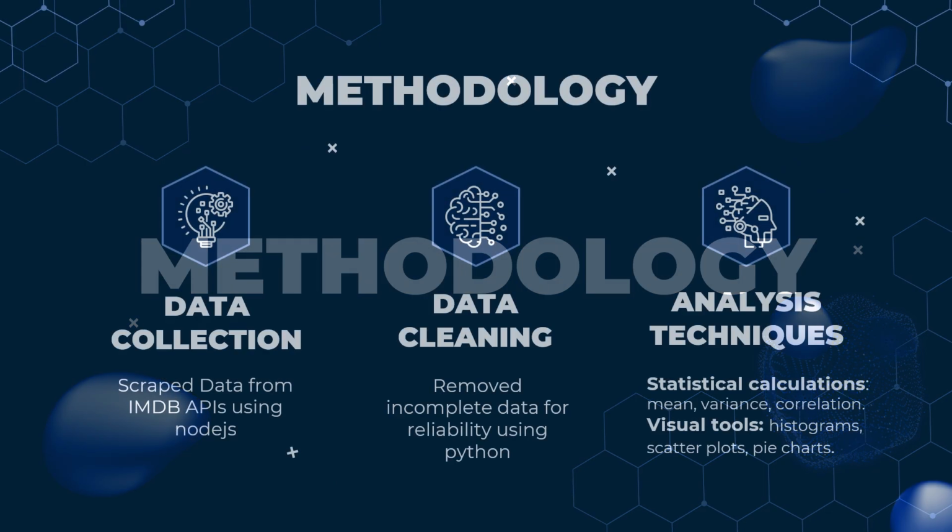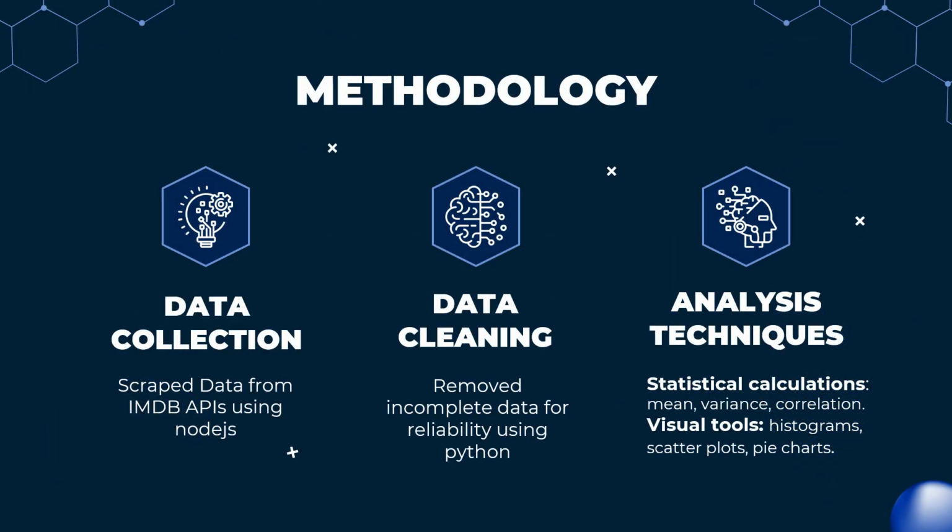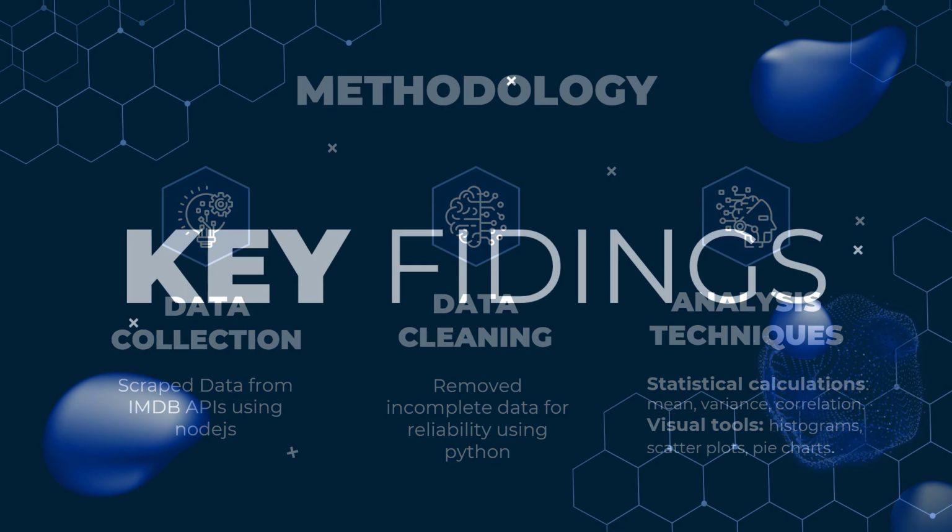The methodology for this study began with data collection from IMDb API using Node.js. Incomplete data entries were removed using Python to ensure reliability. Statistical analysis, including mean, variance, and correlation, was then conducted. Visualizations, such as histograms, bar charts, and pie charts, were used to present findings in an accessible format.